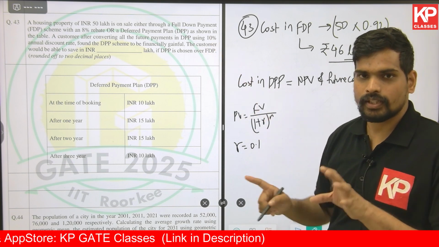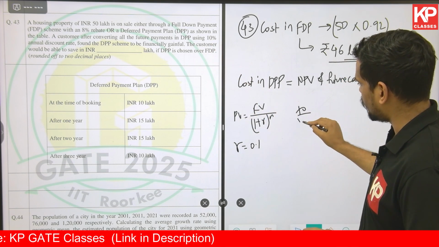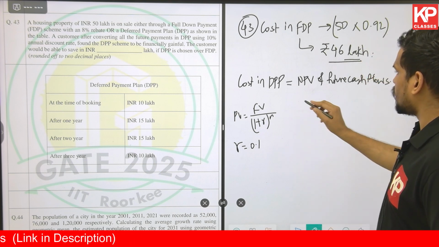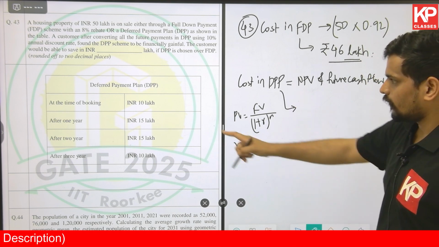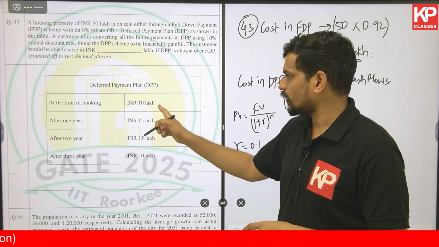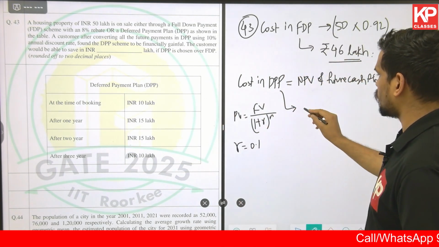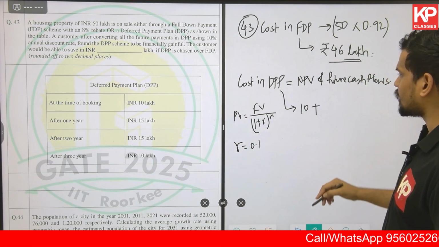That's given. 10% is 10 upon 100, which is 0.1, right? So that is the r value. So let me find out the net present value now. The first payment is paid at the time of booking, this is the down payment. So that is not a future amount. It is on that same day itself. So that will be directly 10 lakh rupees plus.